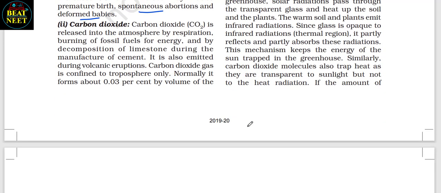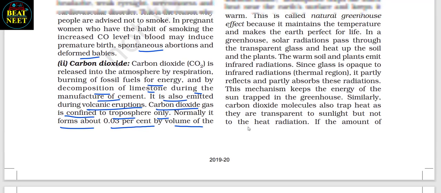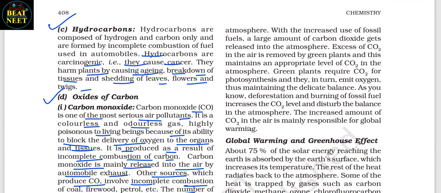Number 2. Carbon dioxide. Carbon dioxide is released into the atmosphere by respiration, burning of fossil fuels for energy, and by decomposition of limestone during the manufacture of cement. It is also emitted during volcanic eruptions. Carbon dioxide gas is confined to the troposphere only. Normally, it forms about 0.03% of the volume of the atmosphere. With the increased use of fossil fuels, a large amount of carbon dioxide gets released into the atmosphere.